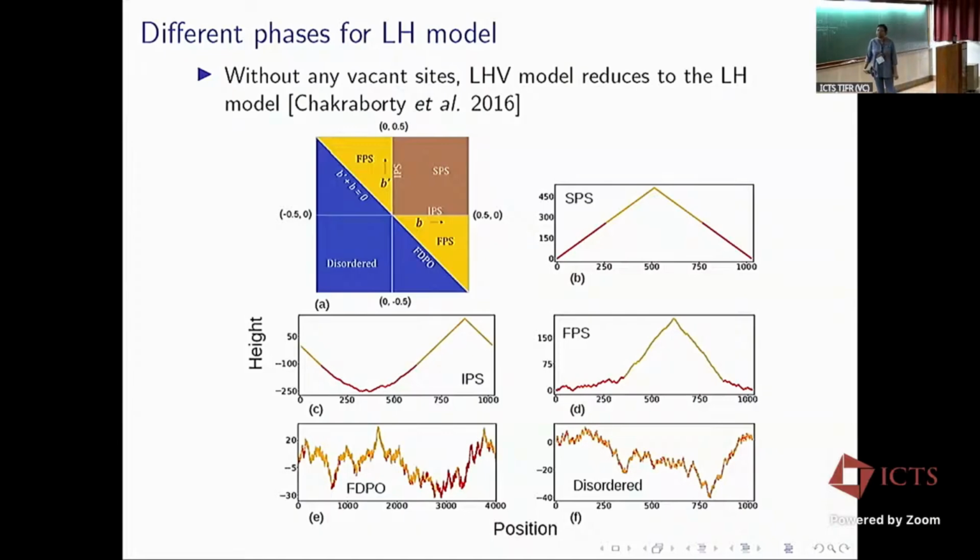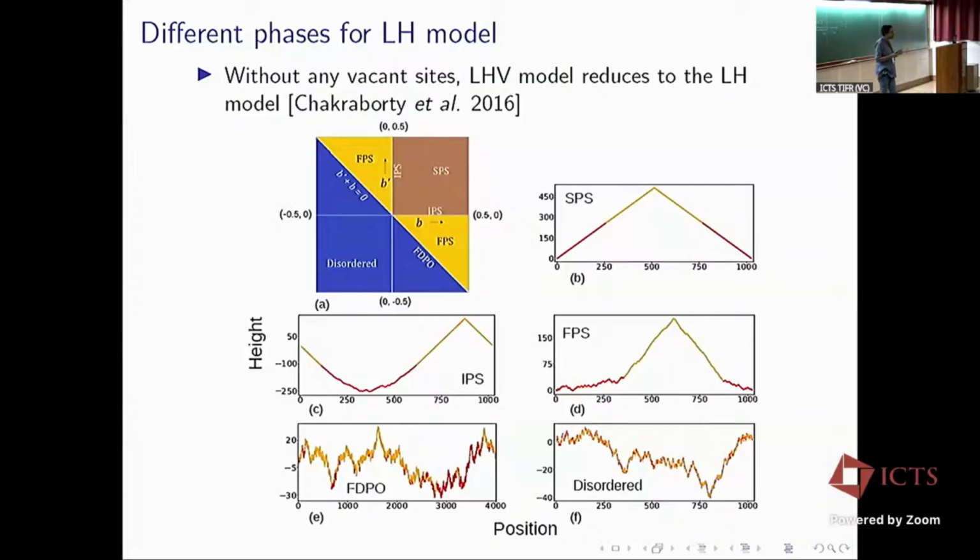When aligned and reverse bias exactly balance each other, both the light and heavy particles push the surface in the same direction at the same rate. Because light particles show aligned bias, they are pushing it up. Heavy particles are showing reverse bias, they are also pushing it up. And on this line, the rate becomes the same.